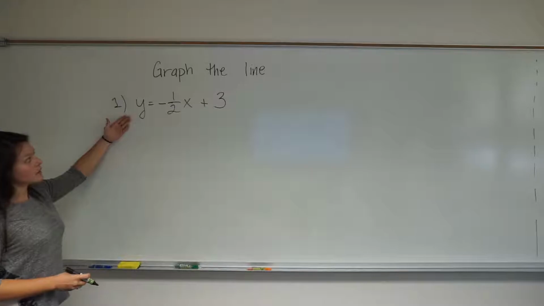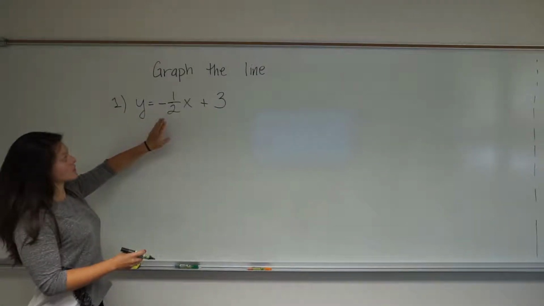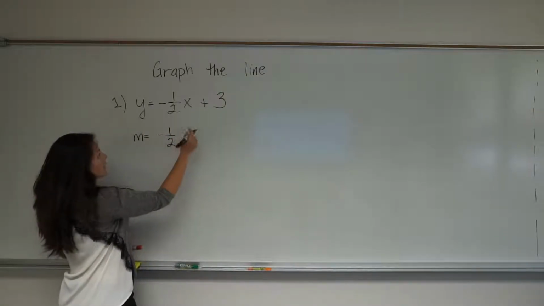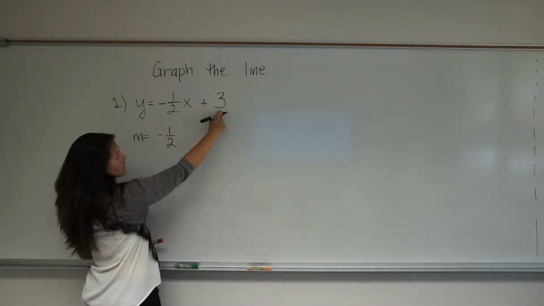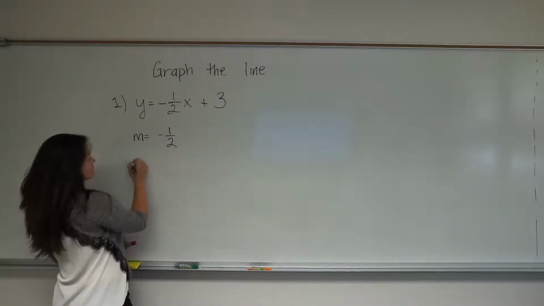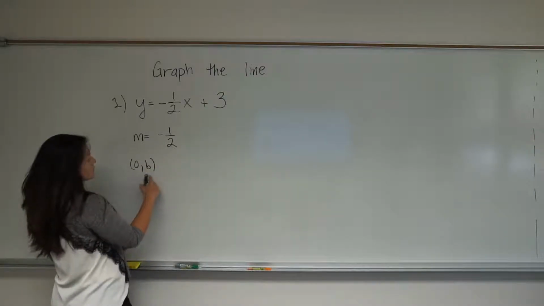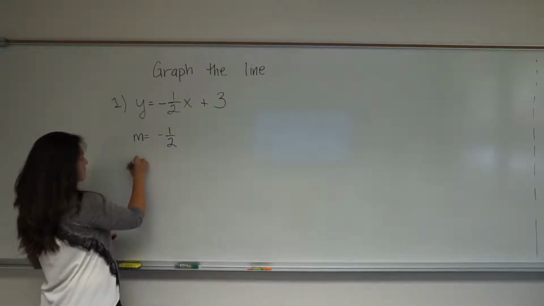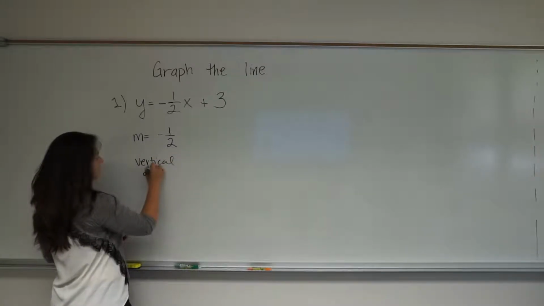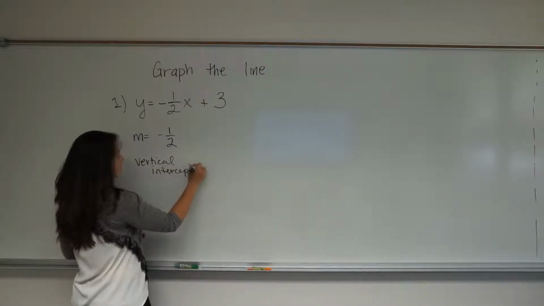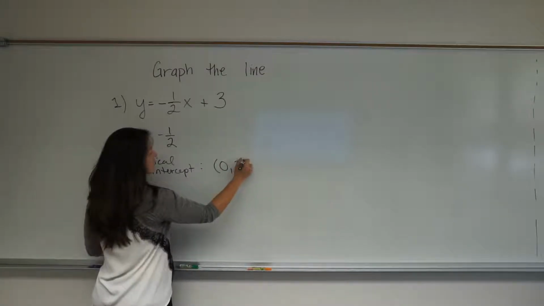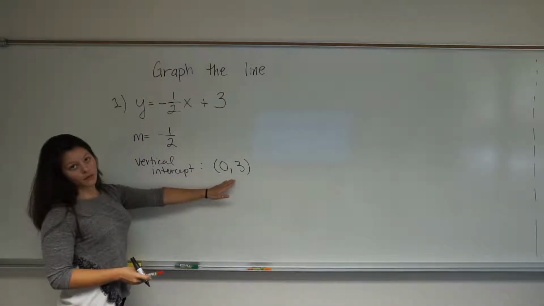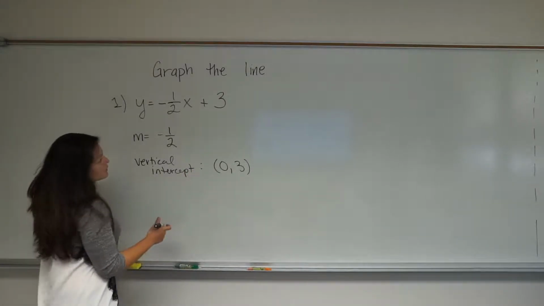In this equation, we're given some information. We're given the slope. Let me just write this down here. m equals negative 1/2. And we're given the second coordinate of our vertical intercept, right? 0, comma b, the vertical intercept. Actually, let me just write vertical intercept. Is the point 0, 3. So you can see that we have one of the points already that our line is going to go through.